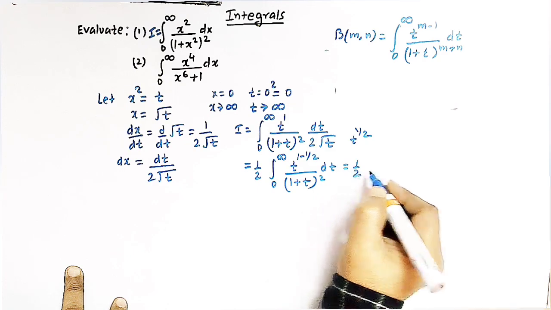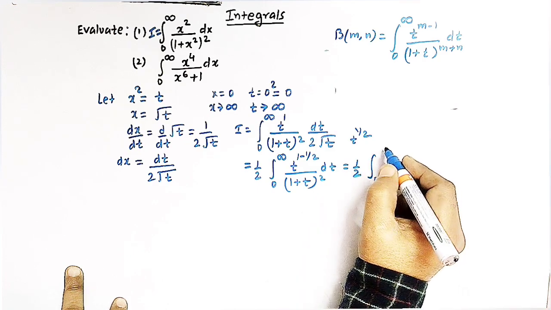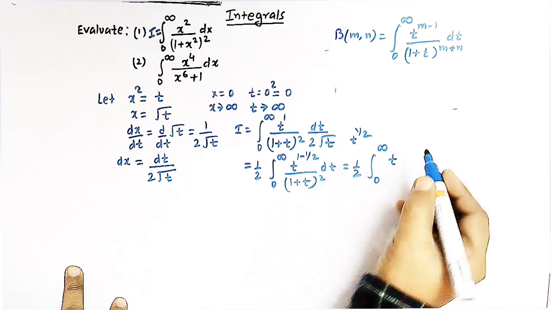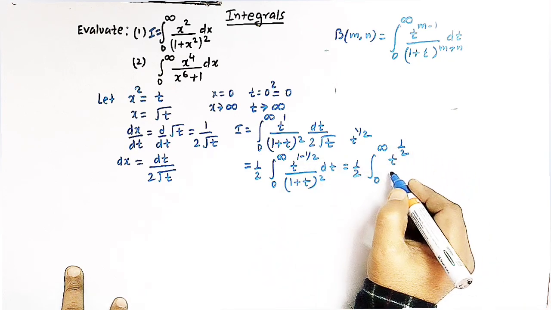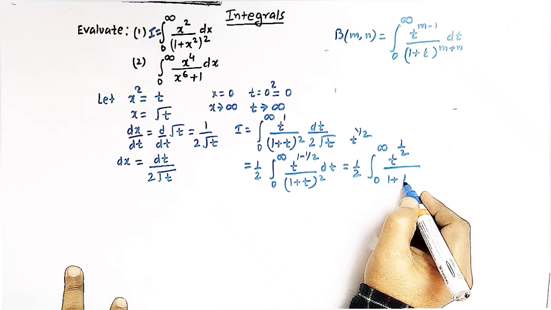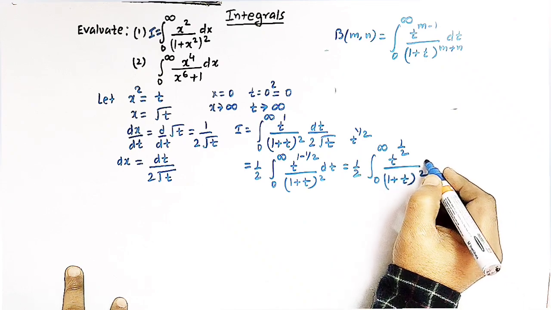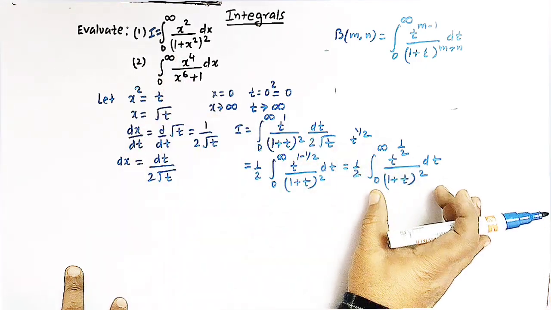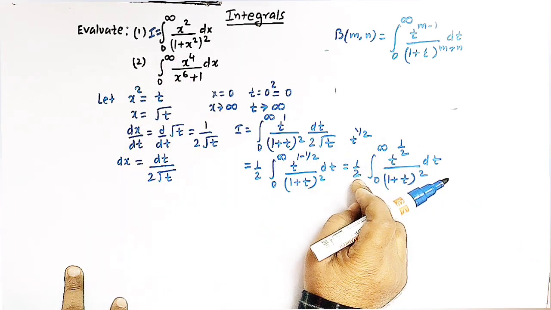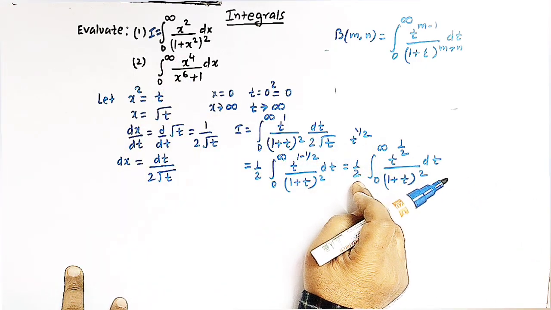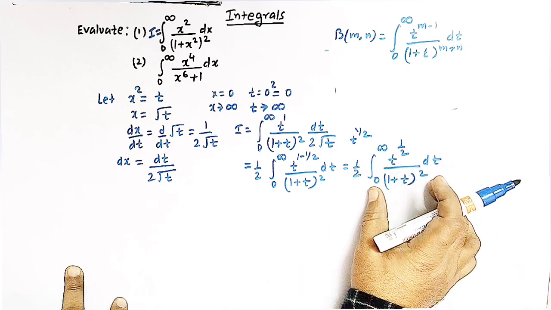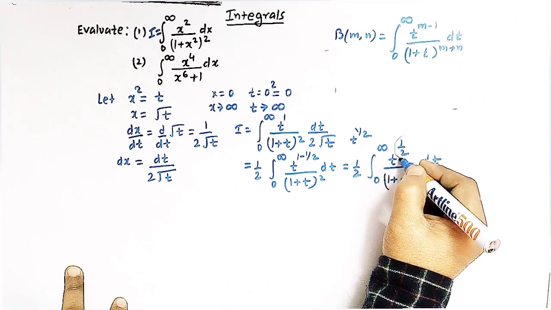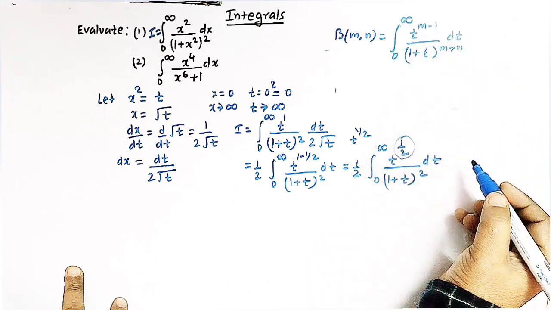So let us write it like this: 0 to infinity, t raised to 1 minus half is half, and here we have 1 plus t squared, and here we have dt. So now this integral is reduced to this one along with this factor half. Now if we compare this integral with this one, we can see that here we have half, and here we have m minus 1.